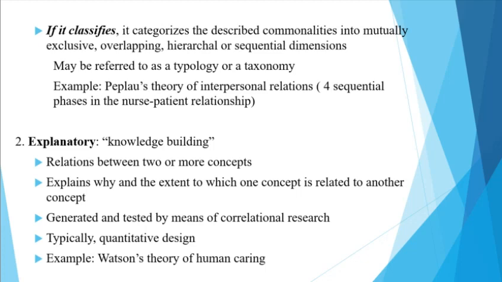Okay, if you are going to use the explanatory, it is knowledge building. When we say knowledge building, you are going to explain something to create a concept, idea, or knowledge. If you're going to use the explanatory, you have to describe or explain the relations between two or more concepts, and also explain why and the extent to which one concept is related to another concept. It is generated and tested by means of correlational research, typically quantitative design, and an example for this is Watson's theory of human caring.